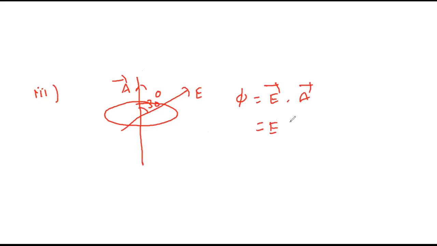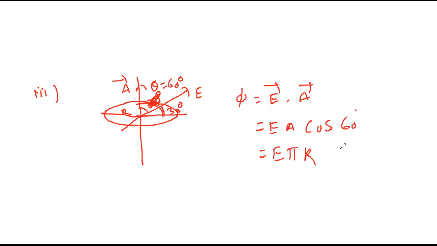E A cos of the angle, where the radius is R. This angle is given as 30 degrees. What will be cos theta? Cos 60, 60 degrees. So E times area pi R square times cos 60, which is half. So flux is E into pi R square upon 2.